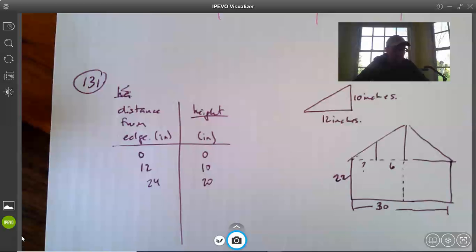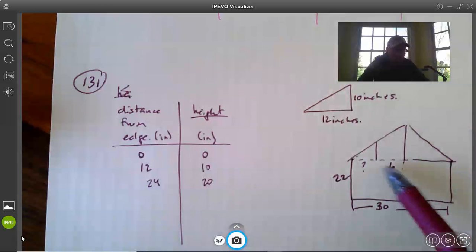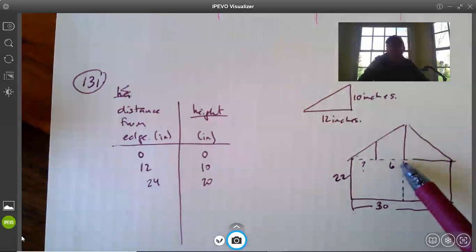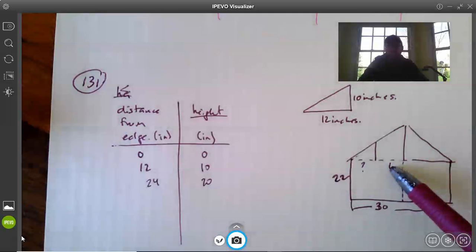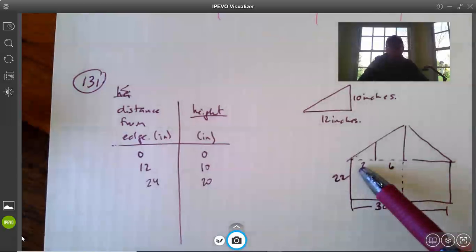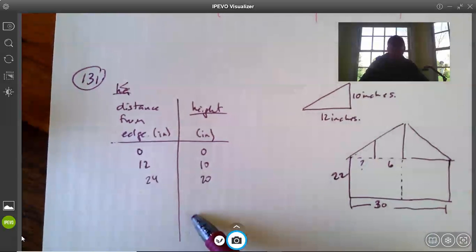The second question is, we've got this beam, this support beam here, that's 6 feet from the center. And then the question is, how tall does the support beam need to be? Well, if it's 6 feet from the center, you're going to have to figure out how far it is from the edge here. And then you can probably just go over to your table and figure out how tall it needs to be.